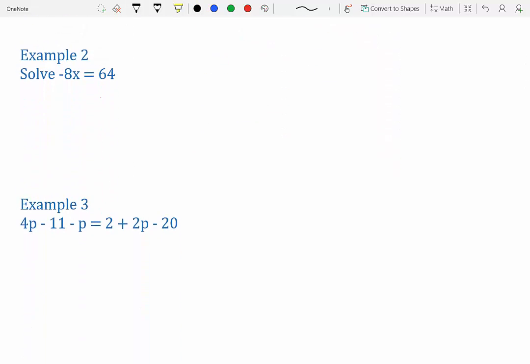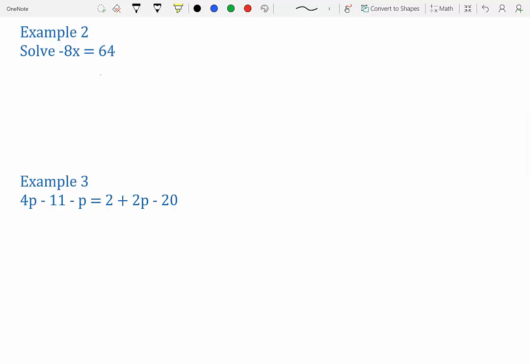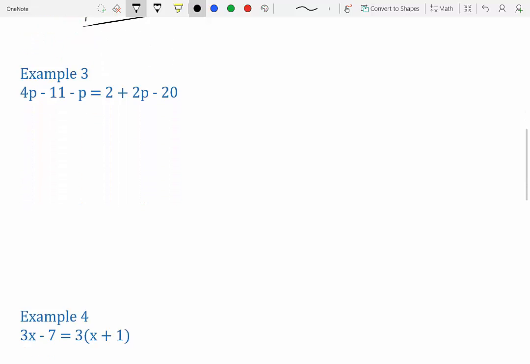Now moving on to example 2. We have negative 8x equals 64. So we have negative 8 times x. The opposite to get it by itself is division, so we're going to divide by negative 8. When we divide by negative 8, we get x equals negative 8. And if you plug that back in, it does work out.